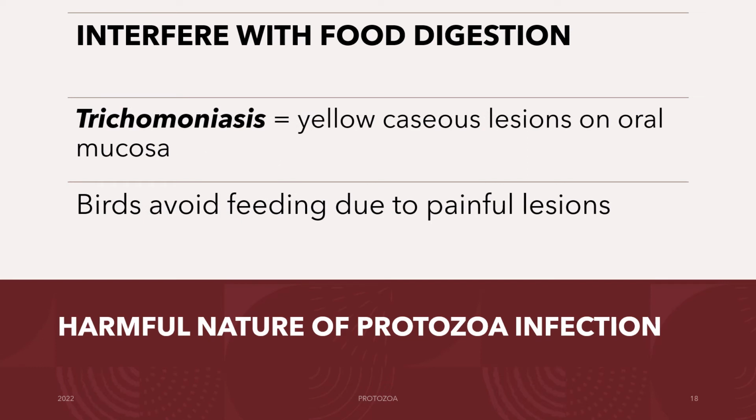Protozoal infection can cause interference with food digestion. This can be exemplified by trichomonas infection or trichomoniasis. Trichomoniasis of the upper digestive tract results in yellow caseous lesions on the oral mucosa, which extend to the esophagus, crop, and even trachea. As a result, the bird will avoid feeding due to painful lesions.